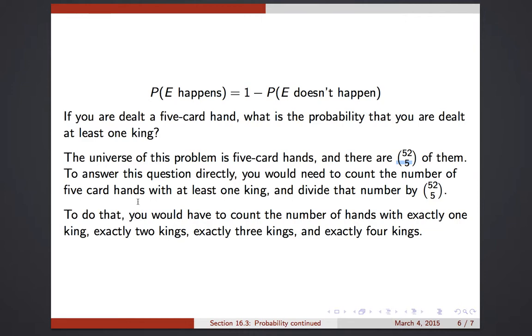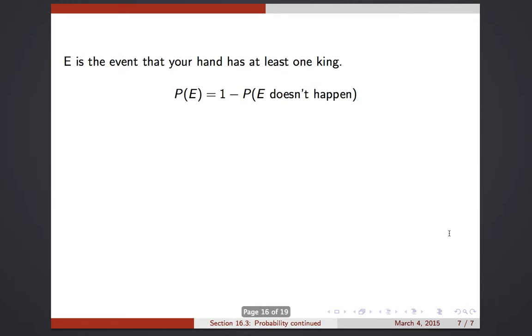So let's use the idea of complementary probability to attack this problem in an easier fashion. So this is hard, I'll just tell you that. You can do it. All of you have the tools to, but it's difficult. Okay, so let's let E be the event that your hand has at least one king.